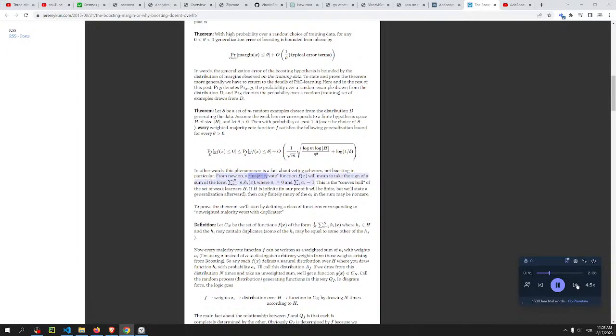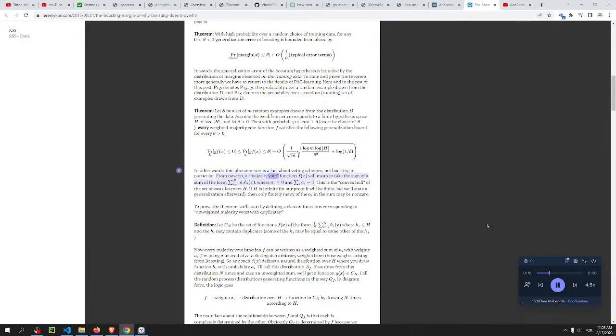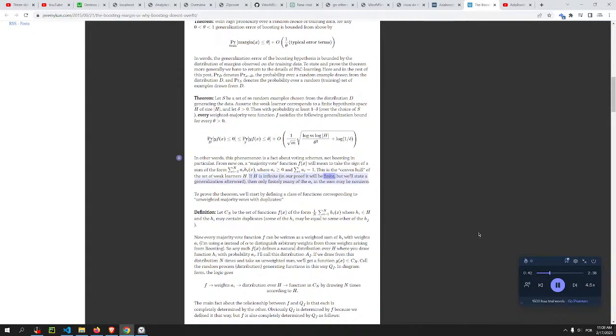In other words, this phenomenon is a fact about voting schemes, not boosting in particular. From now on, a majority vote function f(x) will mean to take the sign of a sum of the form sigma a_i h_i(x), where a_i is greater than or equal to 0 and the a_i sum to 1. This is the convex hull of the set of weak learners H. If H is infinite, in our proof it will be finite, but we'll state a generalization afterward, then only finitely many of the a_i in the sum may be non-zero.